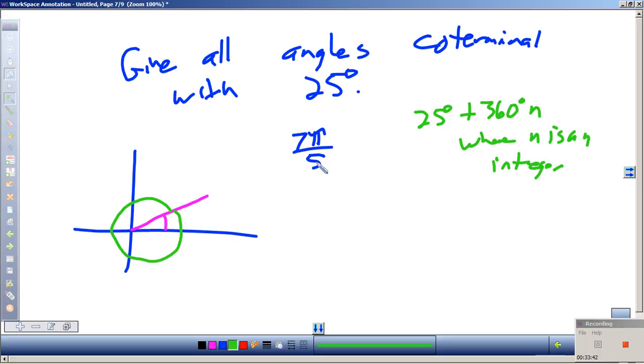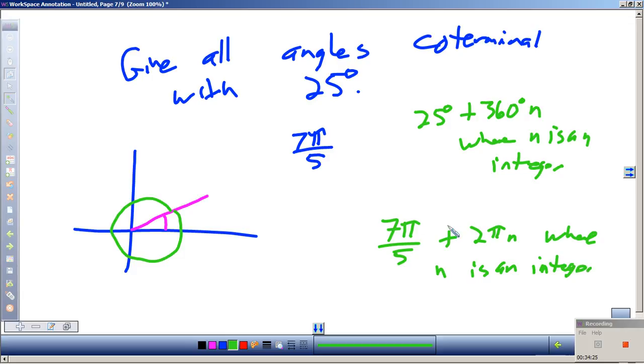How would you do it for 7 pi fifths? Okay, so what is the equivalent of 360 degrees? 2 pi. So you can do 7 pi fifths plus 2 pi n, where n is an integer. So this is an equation that gives us all angles that are coterminal with that first one. And that's how we get there.